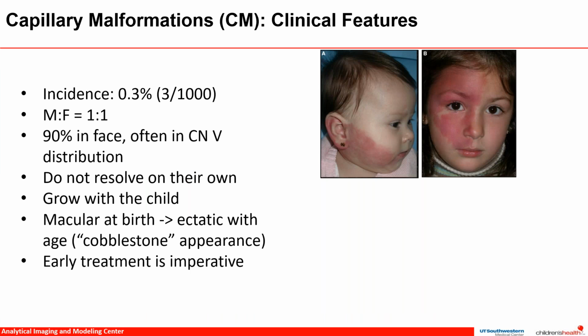Capillary malformations are among the most common vascular anomalies with an incidence of 3 in 1,000 births. Incidence in males and females are equal, although some sources report a 3-to-1 female to male distribution. They're present at birth and they involve a varying degree of anatomical surface area, most often in the head and neck, along the trigeminal nerve distribution, and can involve delicate areas of the face such as the nose, the lips, and the eyelids. These lesions do not resolve on their own and they grow with the child.